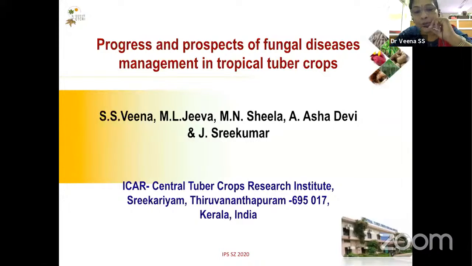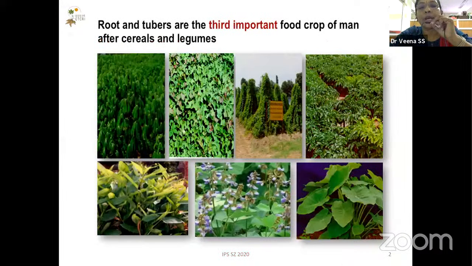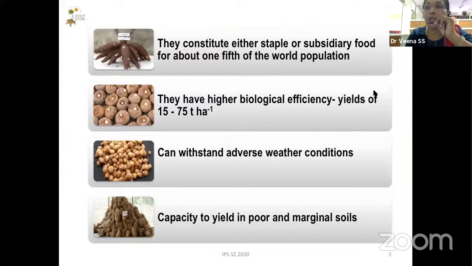Respected Chairman, Co-Chairman, seniors and friends. Root and tuber crops are the third important food crop of man after cereals and legumes. These crops are very important and very unique because they constitute either staple or subsidiary food for about one fifth of the world population. They have higher biological efficiency.